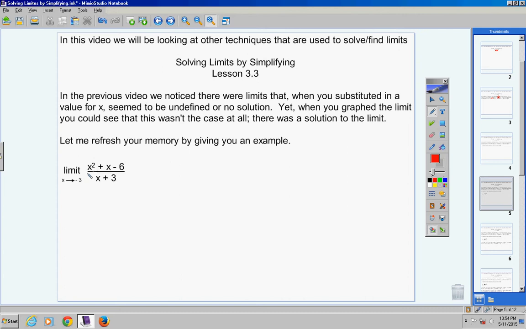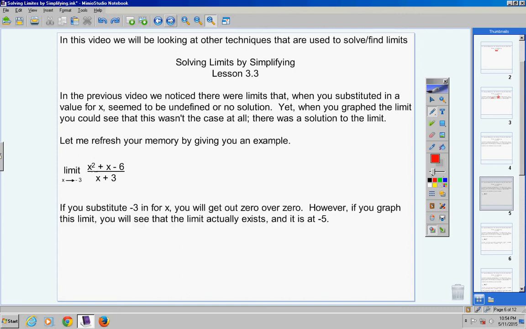If I ask you to find the limit of this expression as x is approaching -3, there is a negative sign there. Now, go ahead and copy this down. If you were to substitute -3 in for x, you would get 0 for the numerator, 0 for the denominator. So if you tried to solve this analytically, you would get 0 over 0.